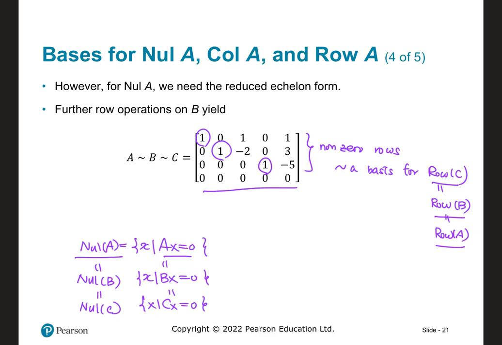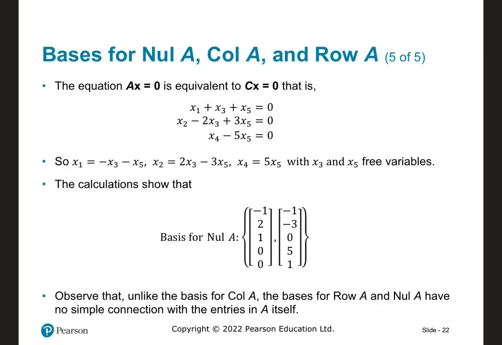We can describe x1, x2, and x4 in terms of free variables, x3 and x5. So, given these three equations for Cx equals 0, I can describe the basic variables x1, x2, and x4 in terms of two free variables.